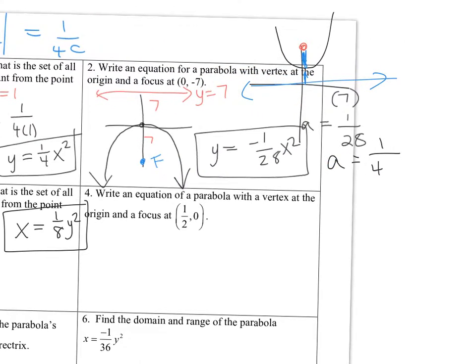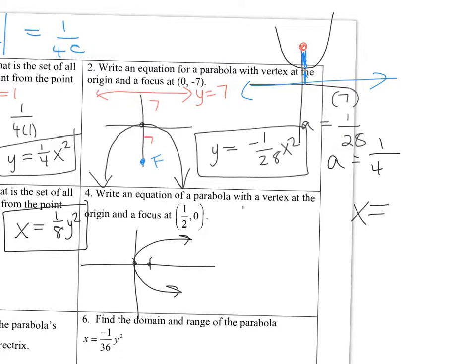And then number 4, write an equation for a parabola with vertex at the origin and focus at (1/2, 2). So here's my 1/2. It's on the x-axis. Origin going this way. Again, it's going to be a positive, but it's going to be x equals, because it's going side to side, so A is going to be positive.